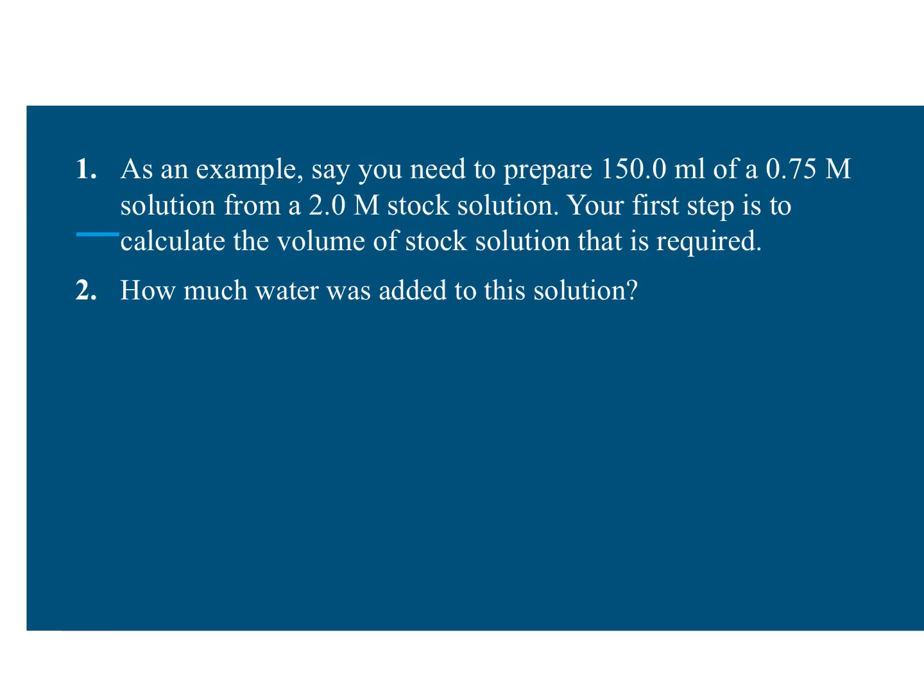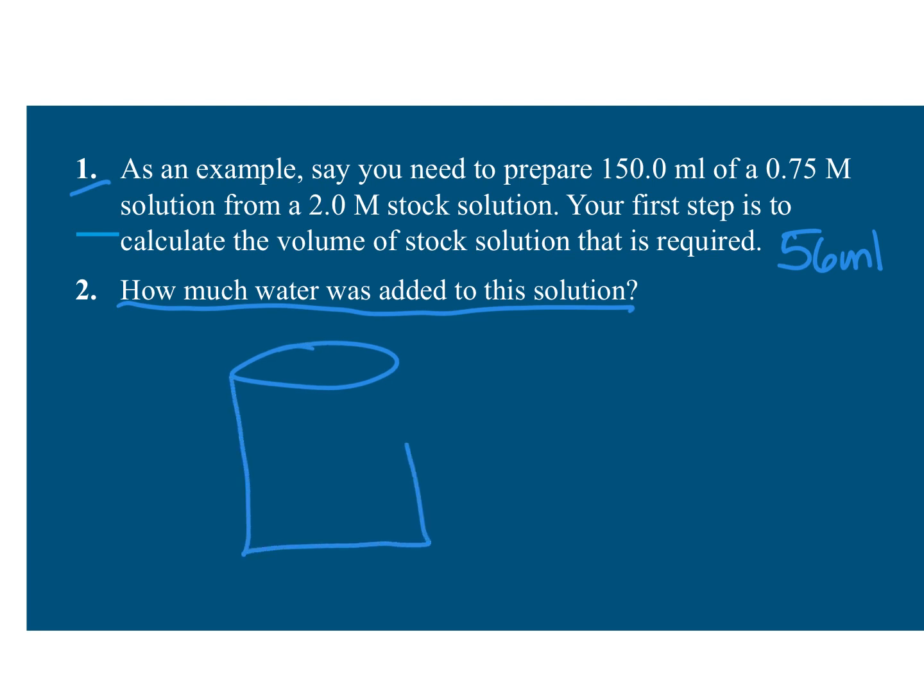So the next part of this question, you can see number 1 is just what we did before, and we found that to be 56 milliliters. The next question says, how much water was added to the solution? So you need to remember that we had a beaker and the volume of my concentrated solution is 56 milliliters. That's what we figured out in the other problem. Now here it tells me I need 150 milliliters. So this right here is the volume of my dilute solution.